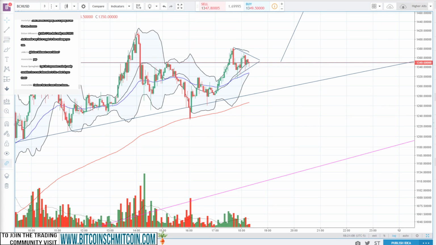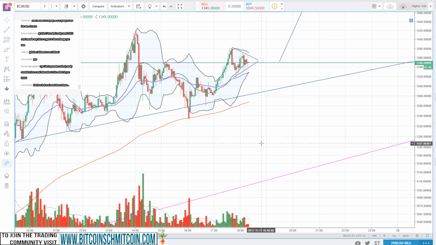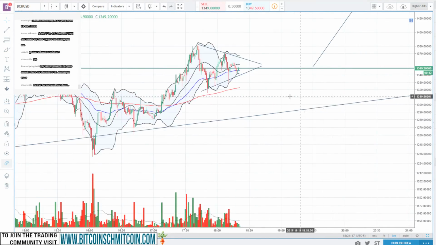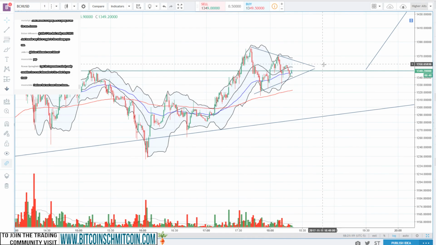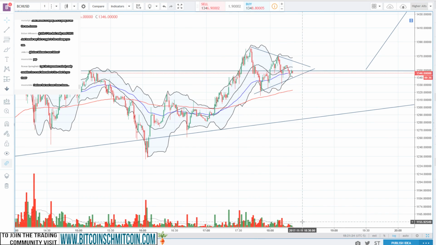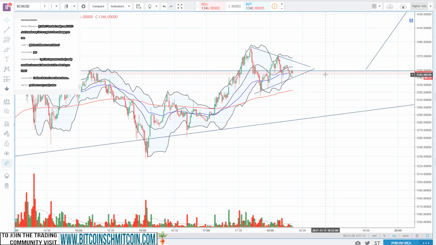Yeah, this pennant's consolidating really nicely. Very nicely. This is a textbook consolidation pattern. Right here we see the volume just coming to zero. We'll probably see a retest here, and I would expect a retest of the upper trend line will break out.